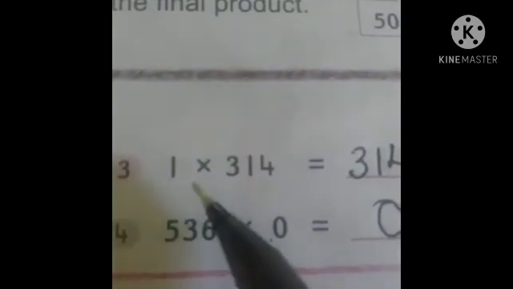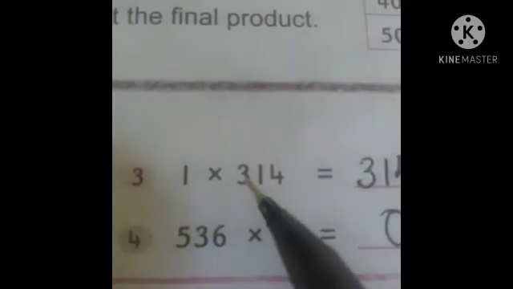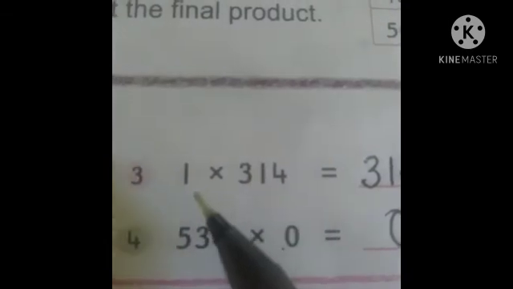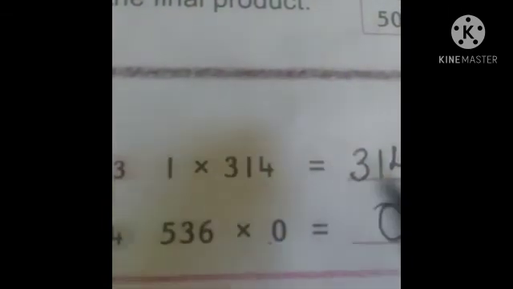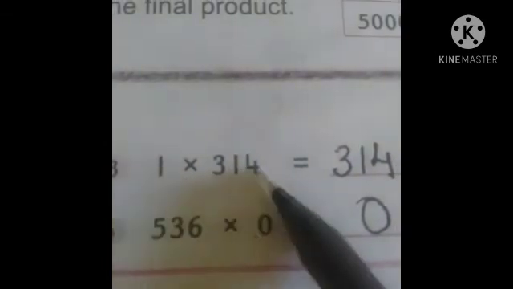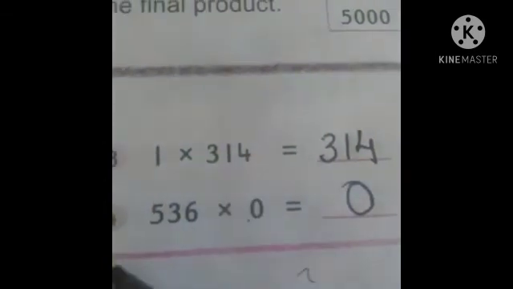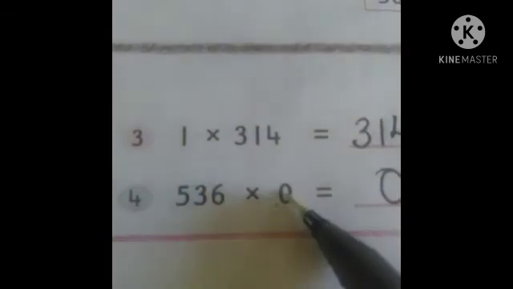1 into 314. Multiplicative property rule 1 we know. When we multiply any number by 1, we get the same product. So 314 ones are 314. 536 into 0. So we get the product 0.